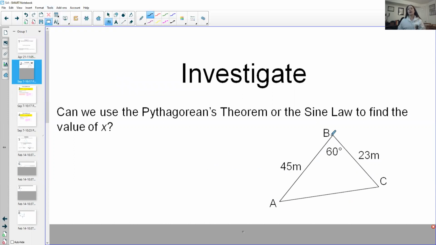Again, can we use Pythagorean's theorem? No, it's not a right angle triangle. Can we use our primary trig ratios, SOHCAHTOA? No, because it's not a right angle triangle. What about the sine law?